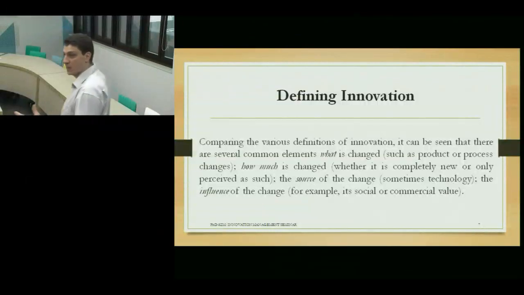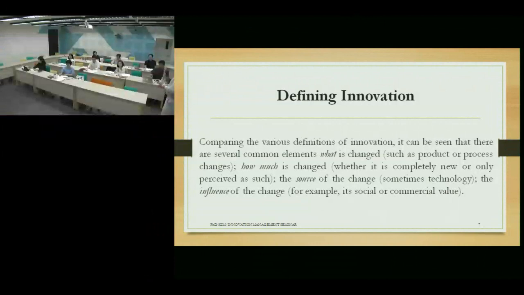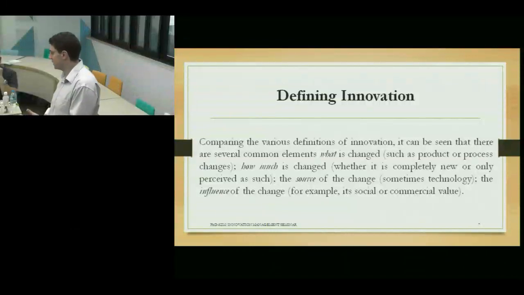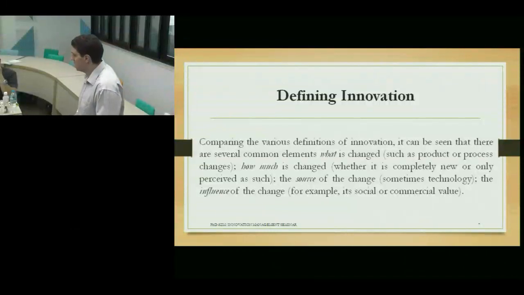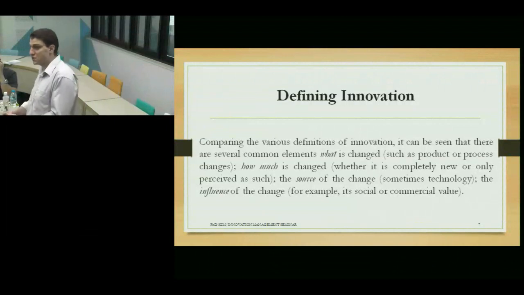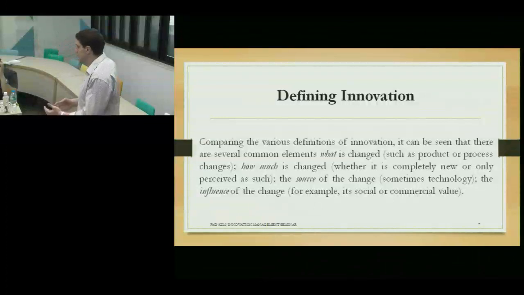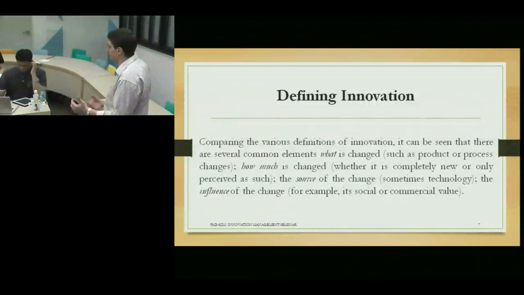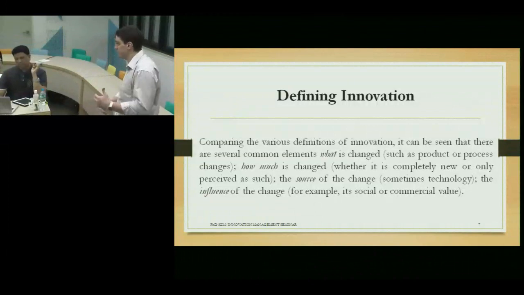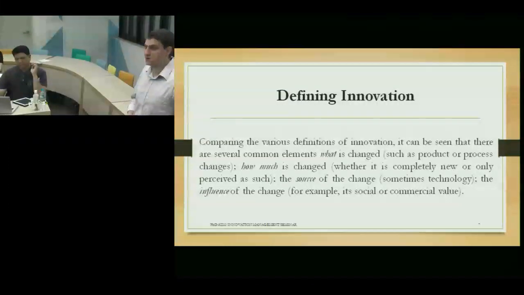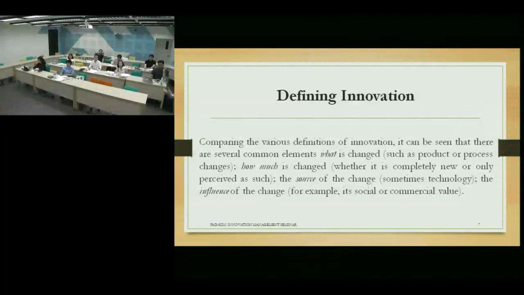We discussed what is changed. Okay, some critical elements. So what is changed? Is it about product or process? How much is changed? Is it something radical or incremental? What's the source of the change? Sometimes it's technology. You remember the market pull and the market push? Does it come from technology or does it come from the market? And the influence of change. Does it have a social or commercial role?